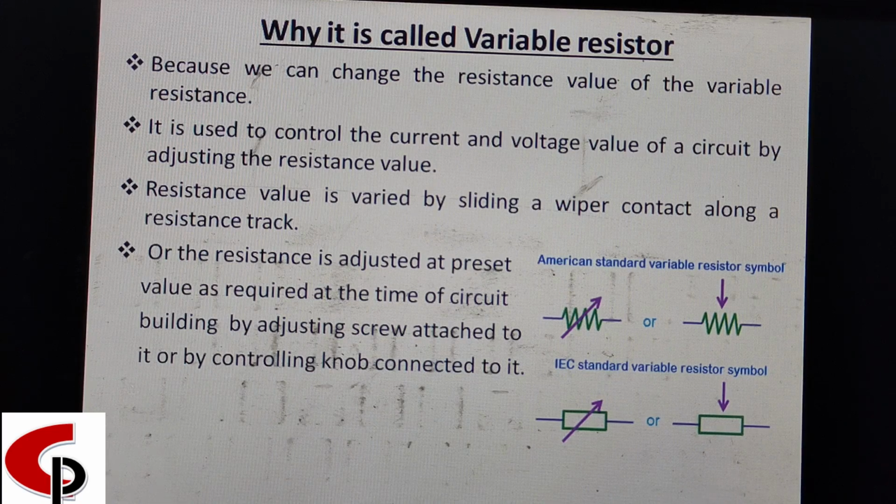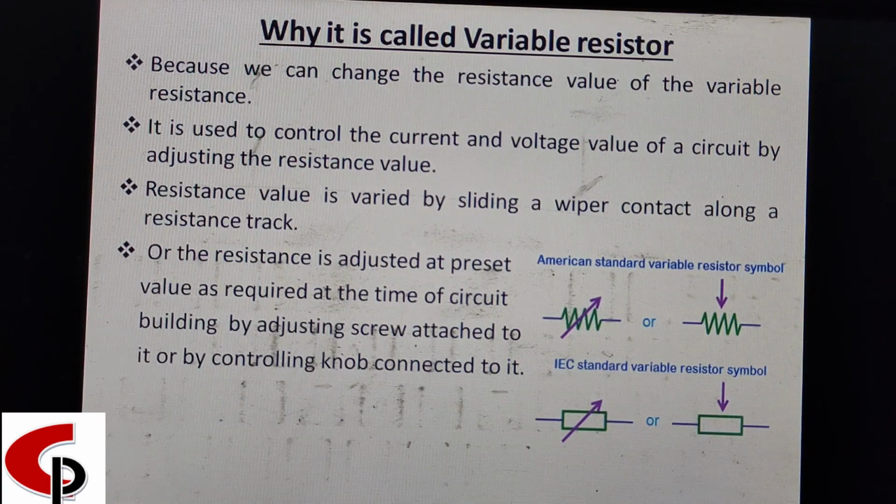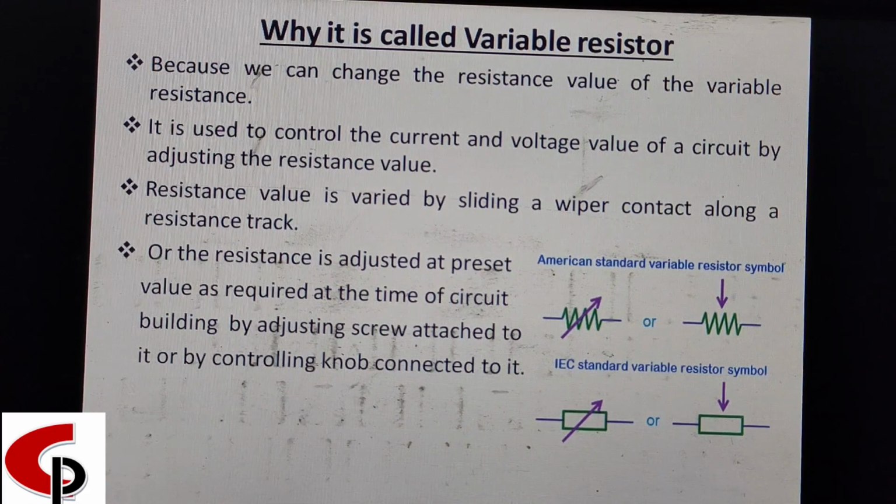These are the symbols of a variable resistor. Comparing the fixed and variable resistor symbols, a fixed resistor has two terminals, but a variable resistor has three terminals. That is, two terminals are fixed terminals and another terminal is a variable terminal.